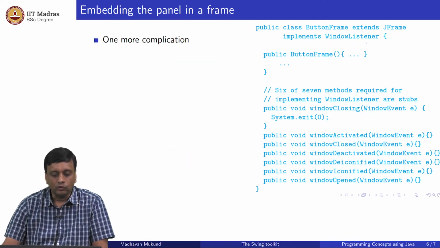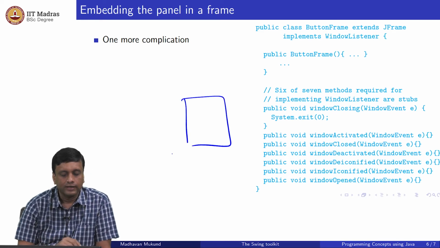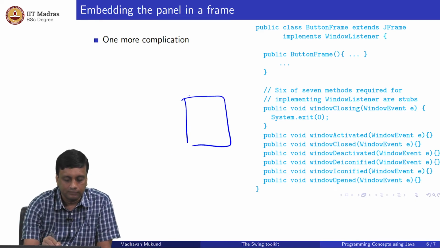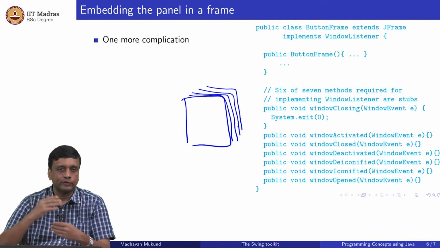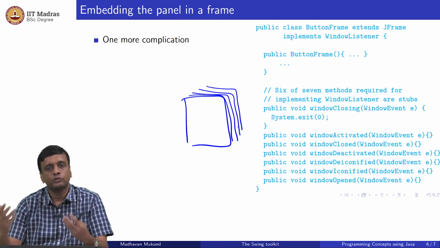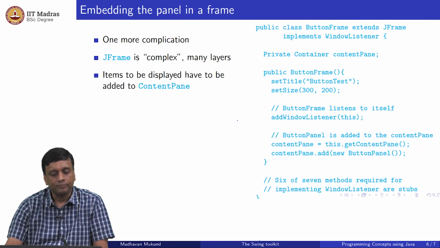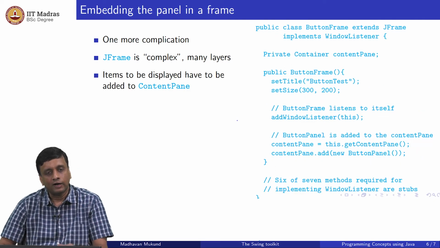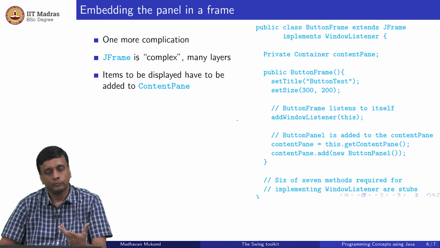Now there is one more minor complication. A frame is not just a single level object, it's a multi-layered object. So a frame abstractly has multiple layers associated with it so that you can separate out different parts of it. What we are interested in is the layer on which we put the things that are visible, and that's called the content pane. So a complex JFrame has one part called the content pane, which is where the visible objects that we add to the frame are to be defined.